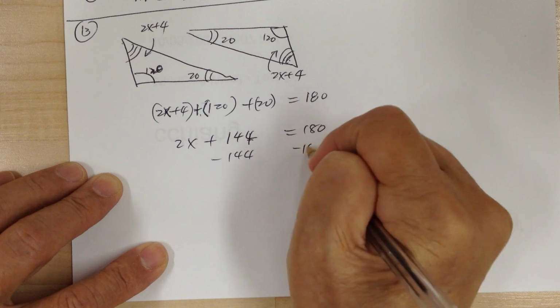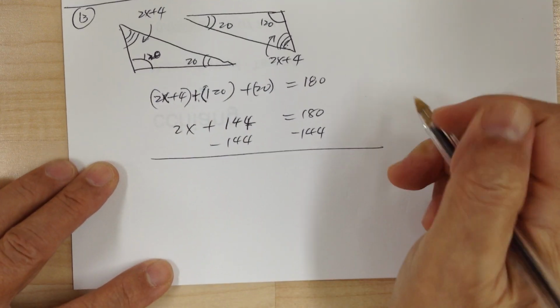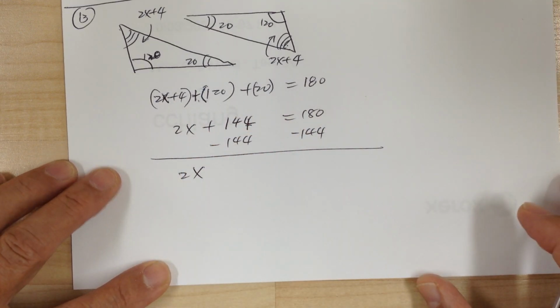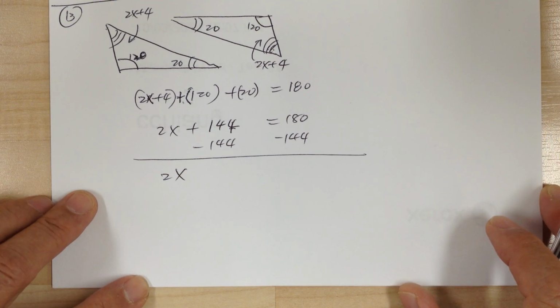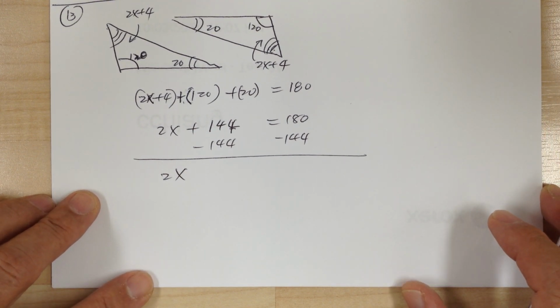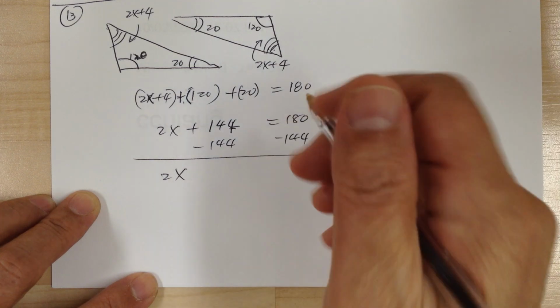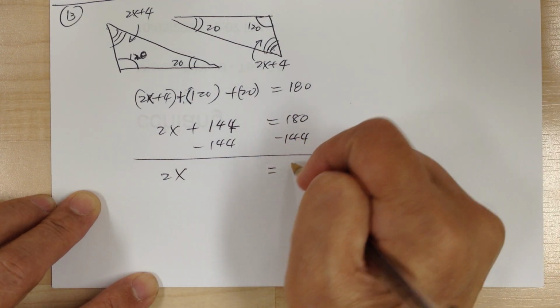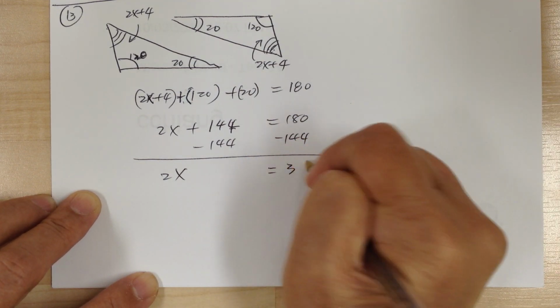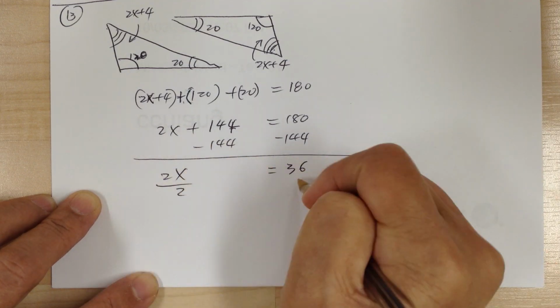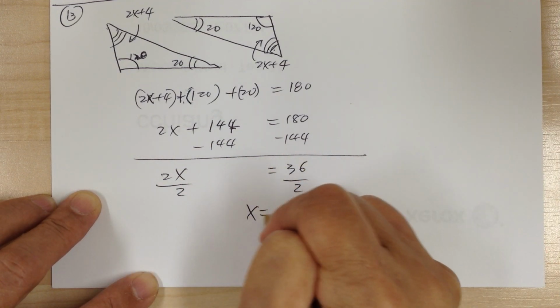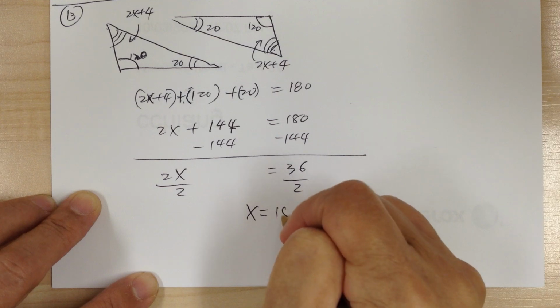You can always show your steps, show your work. Okay. Remember, math is not about just getting the answer. Math is also one of the critical skills is communication. So you have to learn how to communicate your thoughts. Okay, so this will equal to 36. Divide both sides by 2. So you have to show every step. Okay, so x equal to 18.